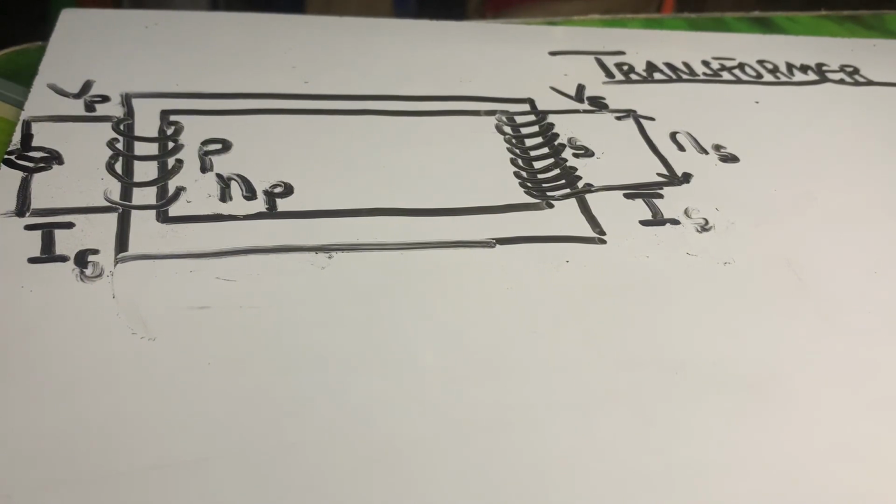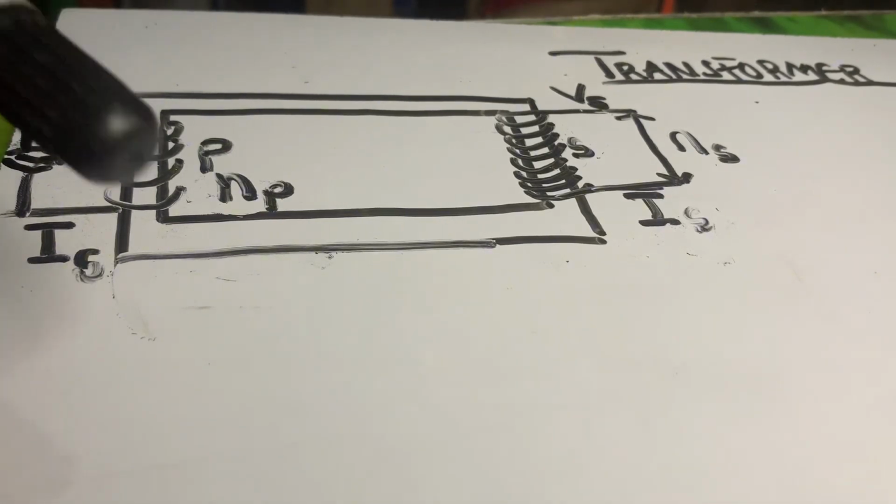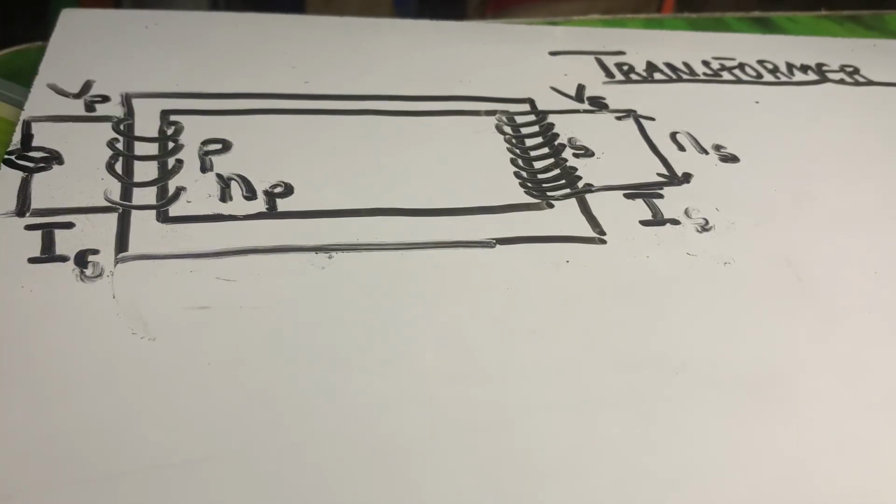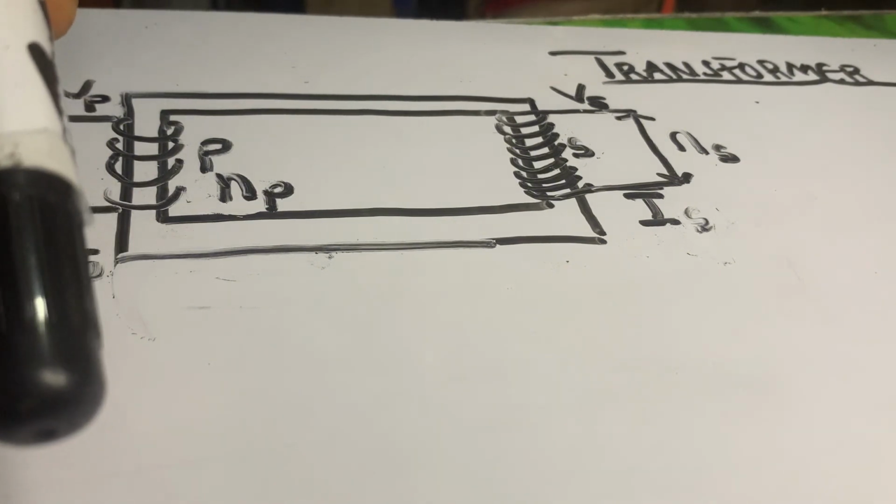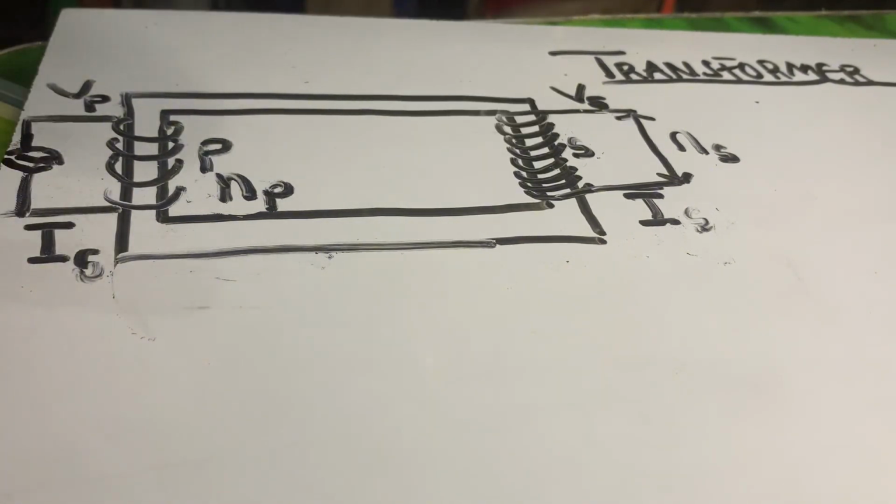As far as transformers are concerned, they will either be used to step up a voltage, that is, increase the voltage, or step down a voltage, that is, decrease the voltage. So a transformer could be used to increase or decrease a voltage, depending on the number of turns on the secondary coil.